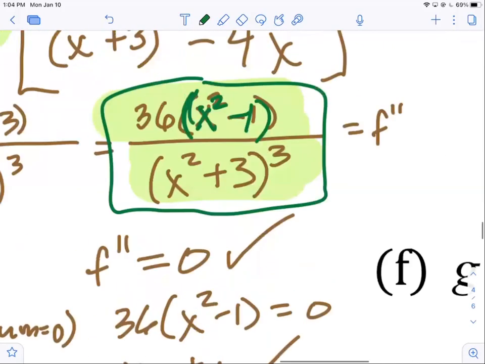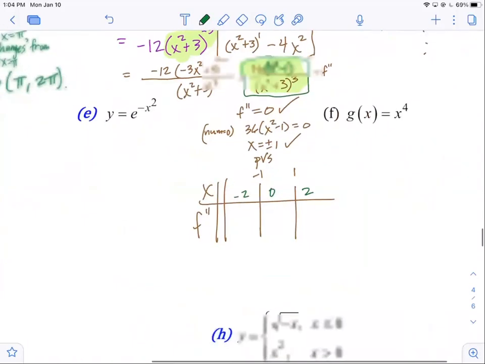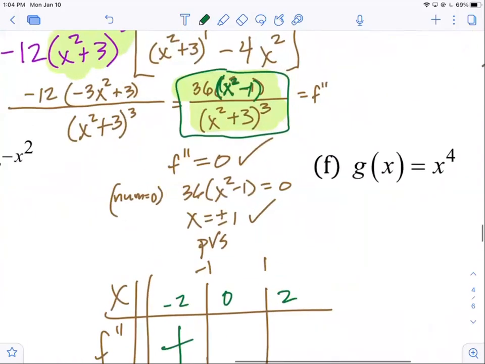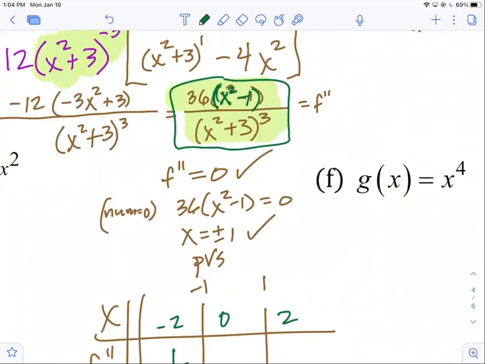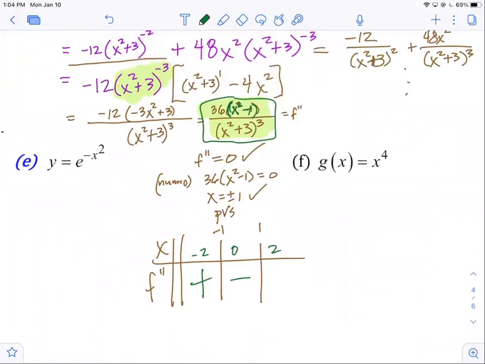Let's go ahead and plug in our test values. Negative 2 squared is 4. 4 minus 1 is positive 3. Plug in a 0. 0 squared is 0. 0 minus 1 is negative. And you plug in a 2. 2 squared is 4. 4 minus 1 is positive.